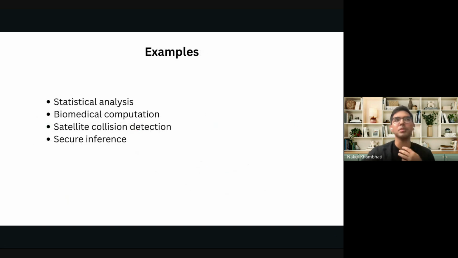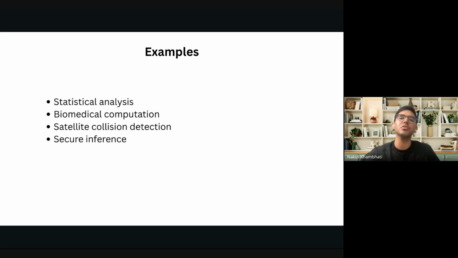It's clear that MPC would be tremendously useful in any situation where you want to collaborate on data in a privacy-preserving way. Some examples are statistical analysis. So say organizations hold sensitive data, they want to pull it together for some kind of analysis, or biomedical computation. Patient data can be very useful for research, but it's often legally protected. MPC can be used to still gain insights from the data without ever revealing the raw data.